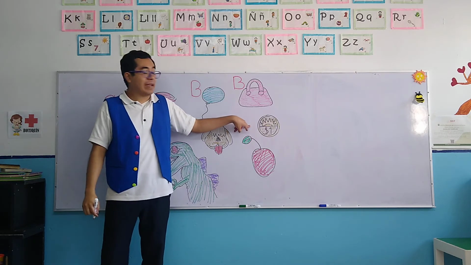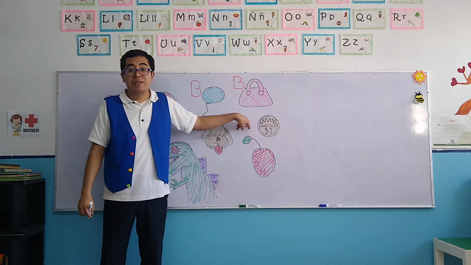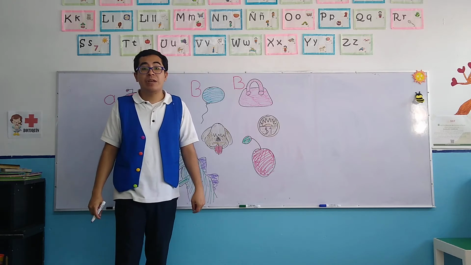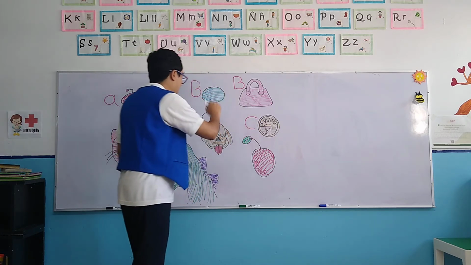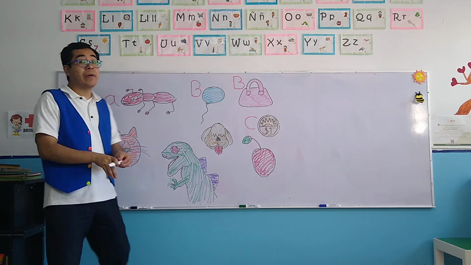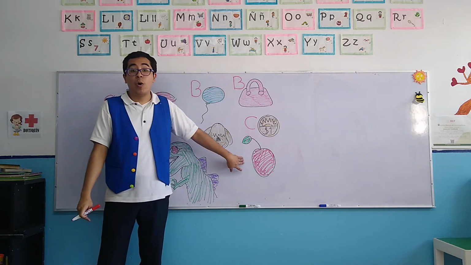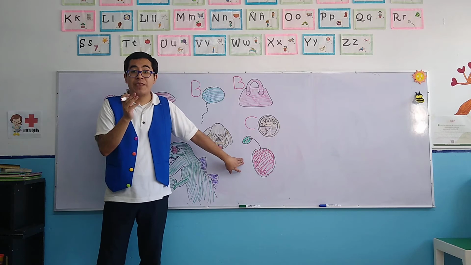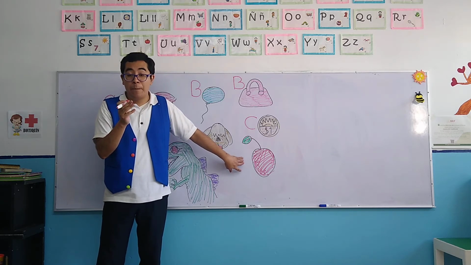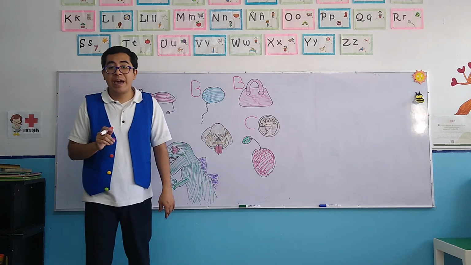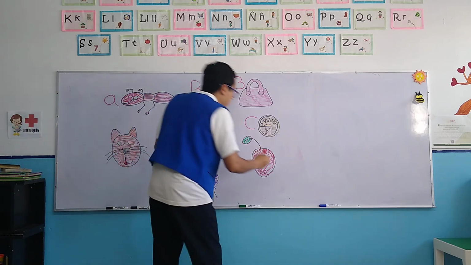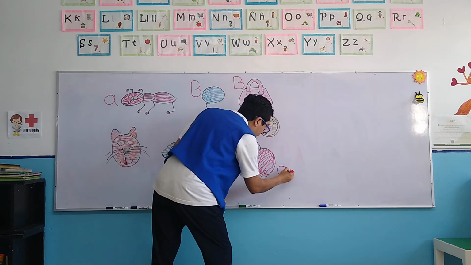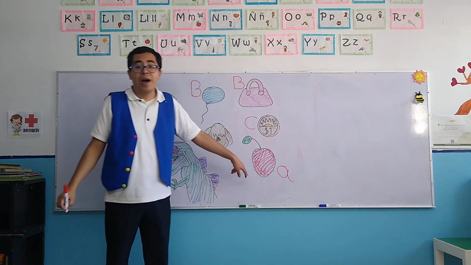Now, under the bag, the coin. Remember, the coin begins with letter C. Okay, we are doing an excellent job. Now, the apple. Do you remember the letter that begins the word apple? Letter A. For this, let's use small a. Small a for apple.